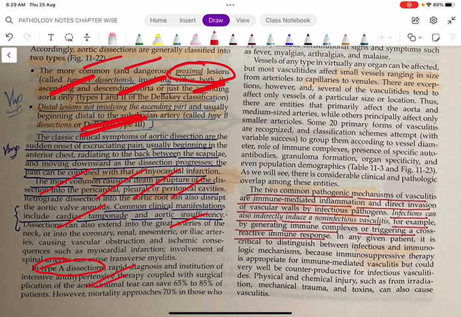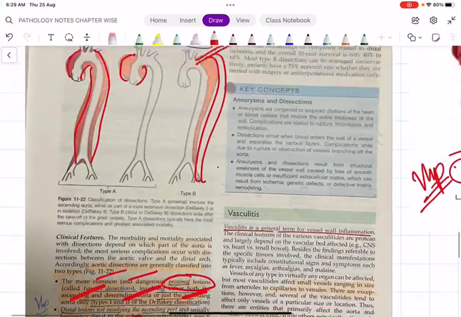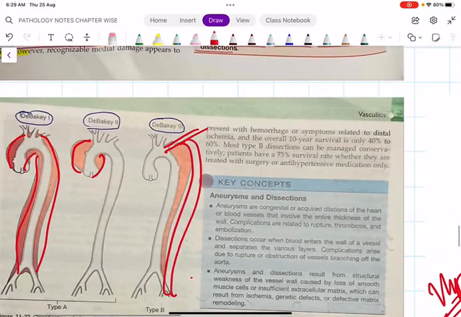Then coming into type A dissection, we can manage them with surgical plication of the tear, that is, we can correct the intimal tears, and at the same time use antihypertensive therapy. Whereas in type B dissection, I told you the more dangerous one is type A dissection. Why? Because both the ascending and descending aorta are involved, or sometimes only the ascending aorta is involved. Whereas in type B dissection, only the descending aorta is involved, so it can be managed conservatively. There is a very high survival rate compared to type A dissections, or type A lesions.